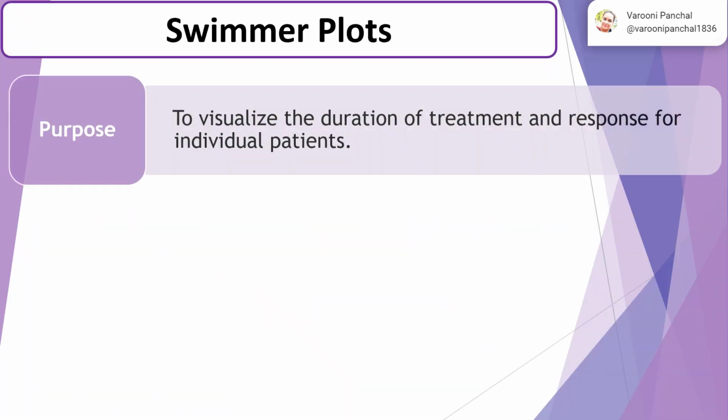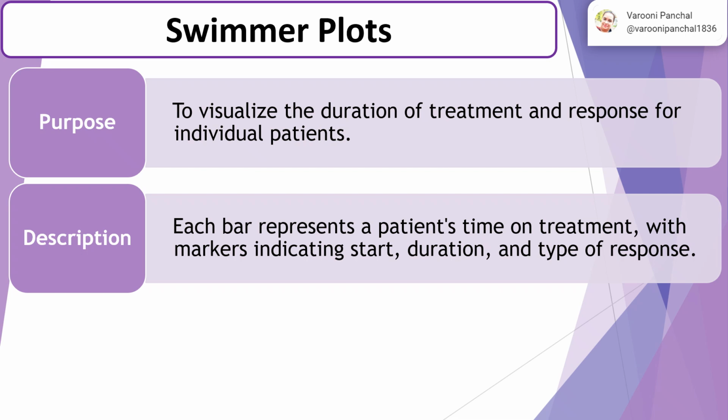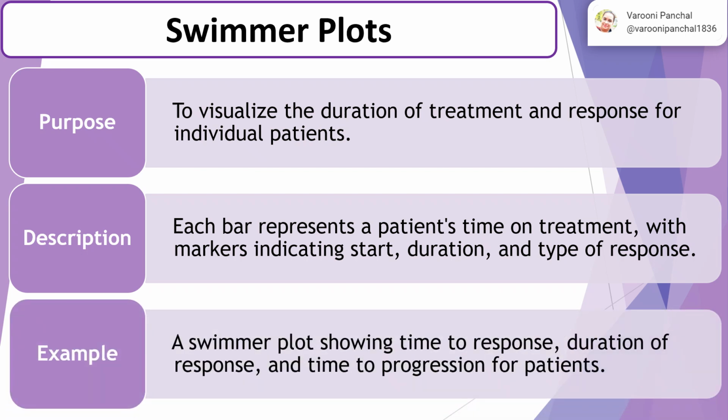Swimmer plots. Purpose: to visualize the duration of treatment and response for individual patients. Description: each bar represents a patient's time on treatment with markers indicating start, duration, and type of response. Example: a swimmer plot showing time to response, duration of response, and time to progression for patients.